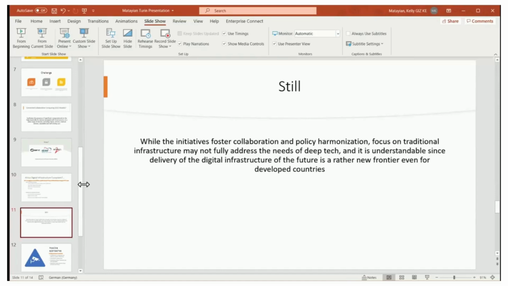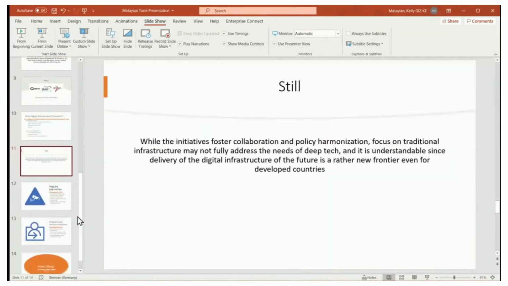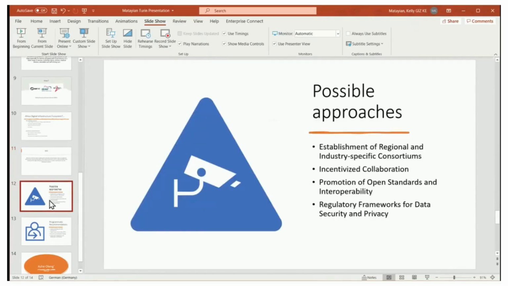And this is understandable, since the delivery of the infrastructure of the future is rather a new frontier, and even for developed countries, it's something that they're still struggling with, as to how best they could deploy the technology safely, especially within the democratic free market space. So what are the possible approaches that could be used in the deployment?